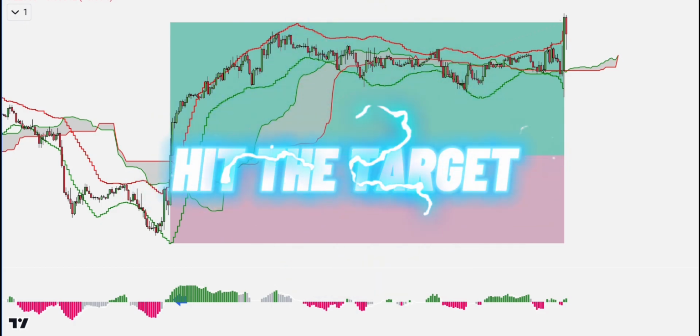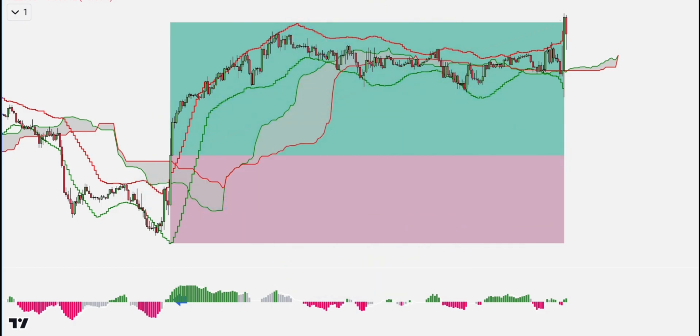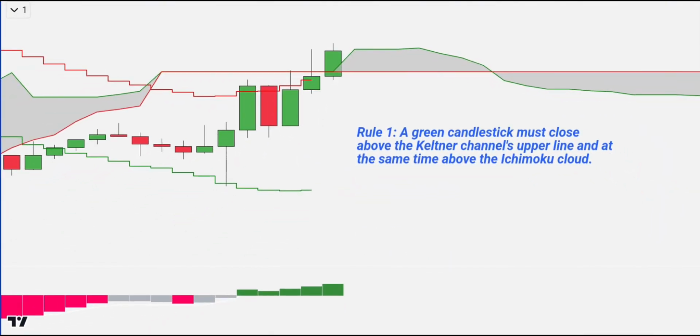When we consider a 1.5 reward ratio, this trade has been successful. Let's take a look at another long position example.